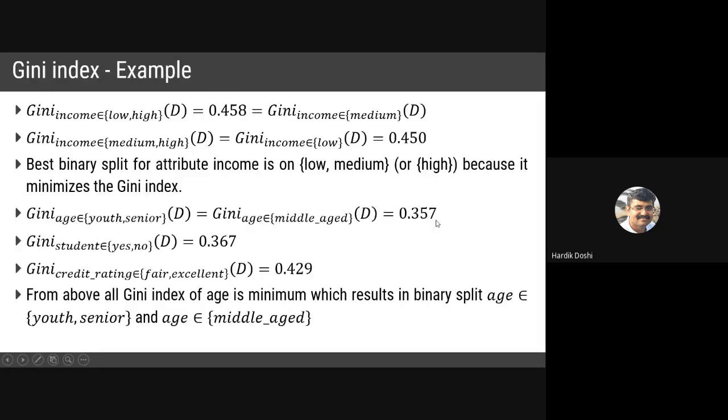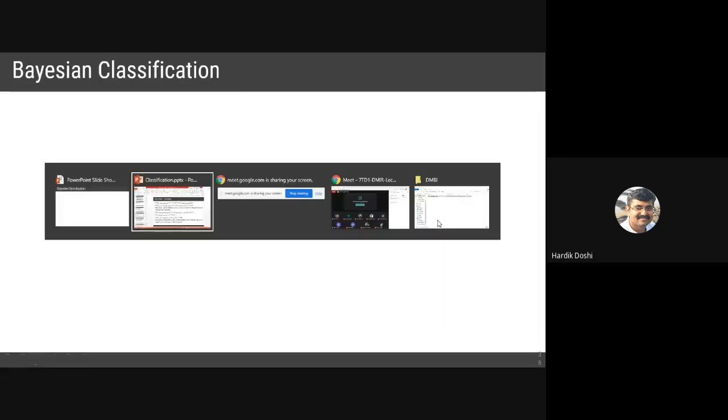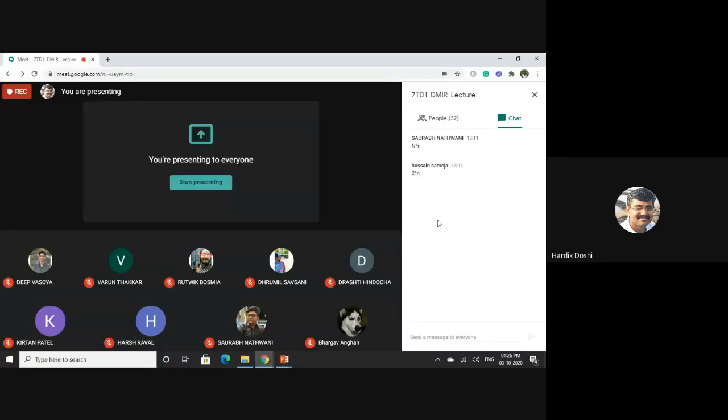Then we need to move on to the second classification method, that is Bayesian classification. Are you all clear with this? Please let me know. Are you all clear? Only then will I be moving further with another method for classification.